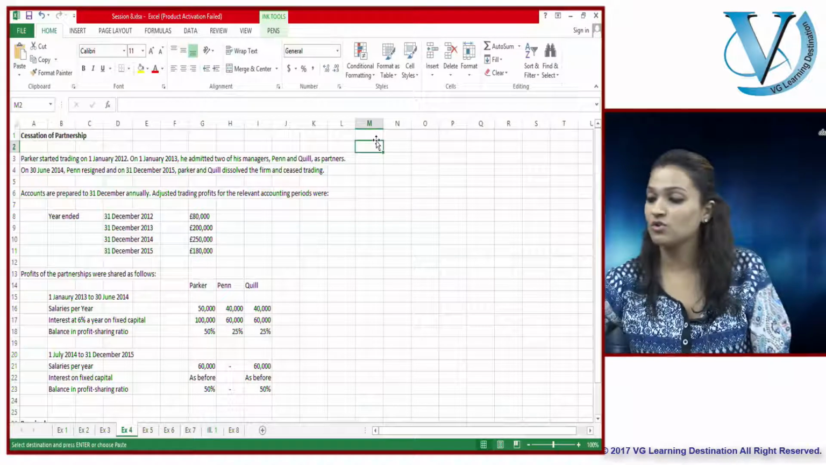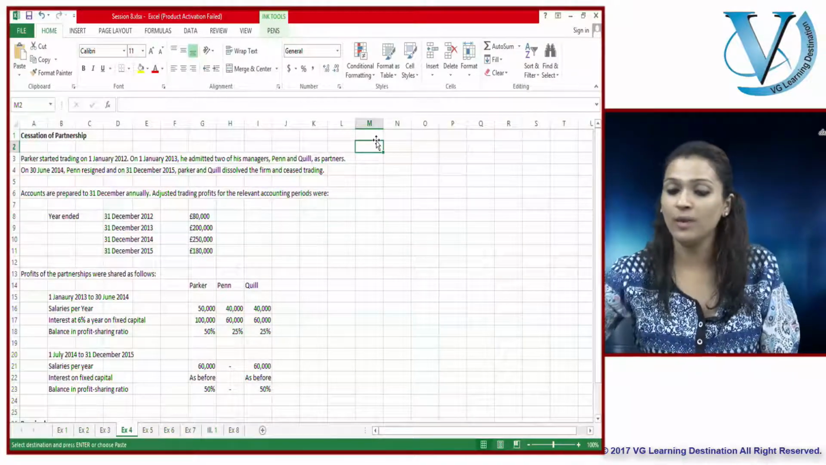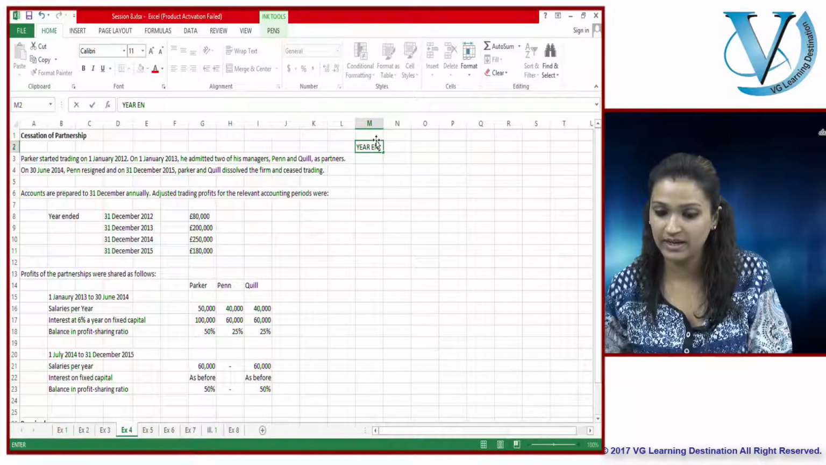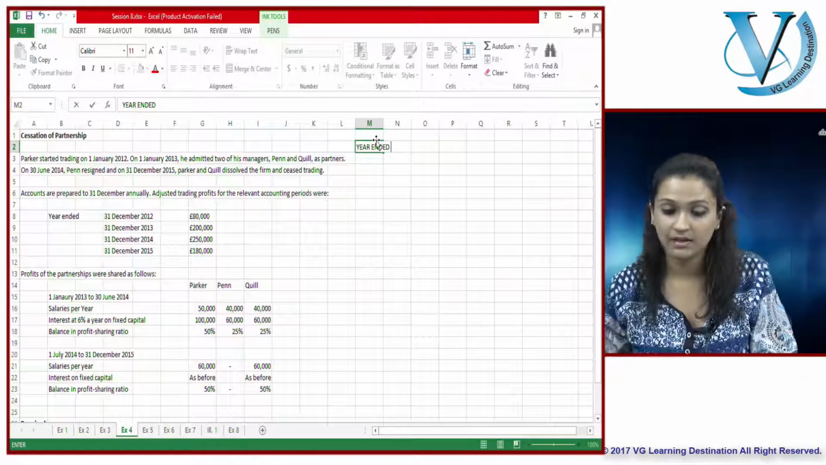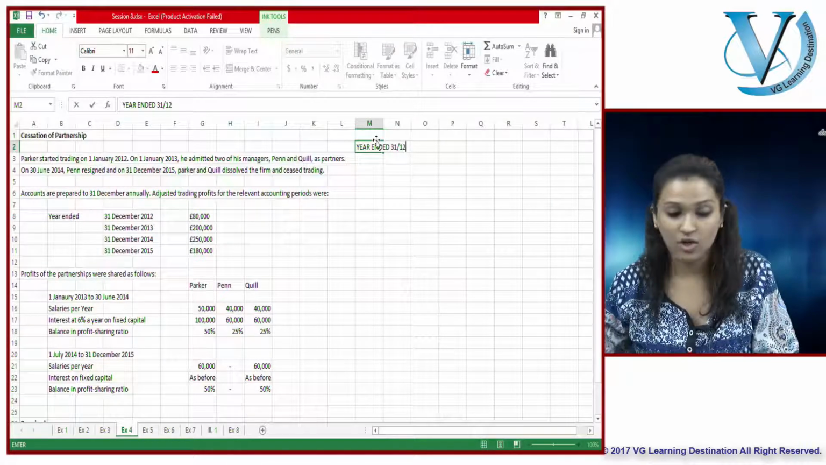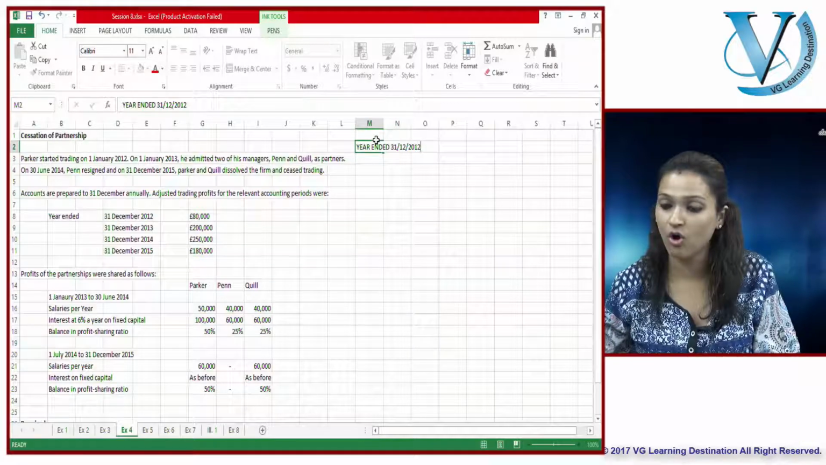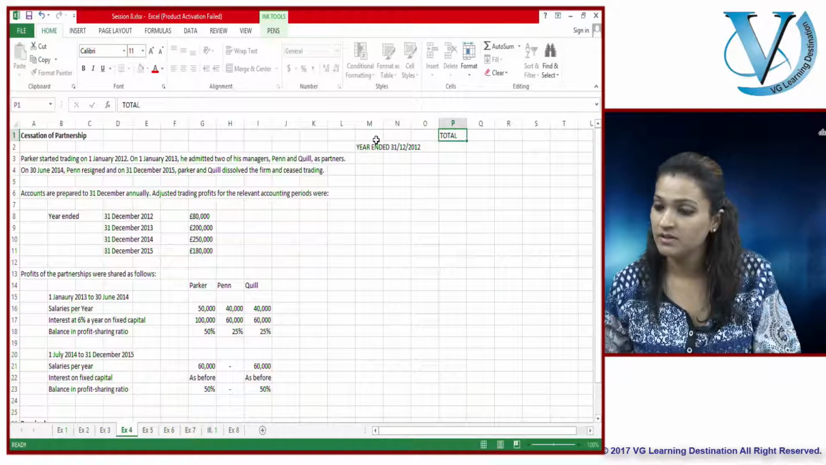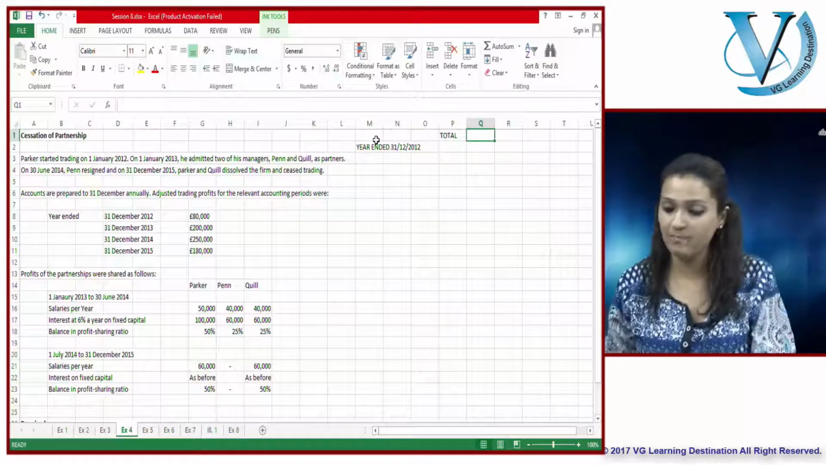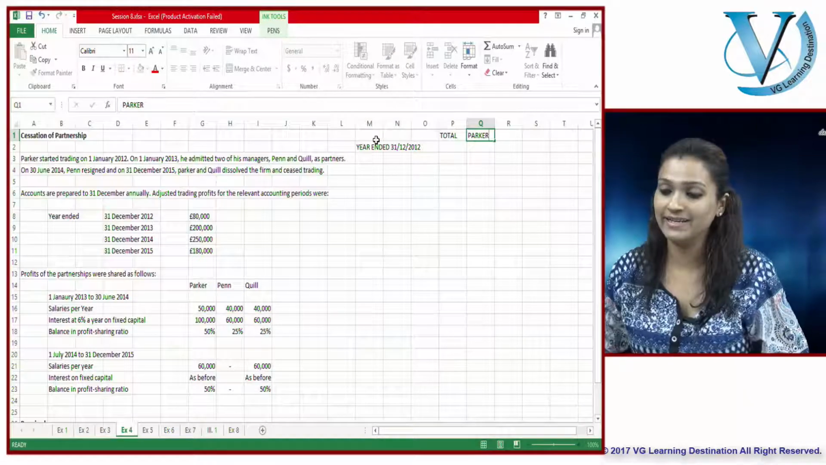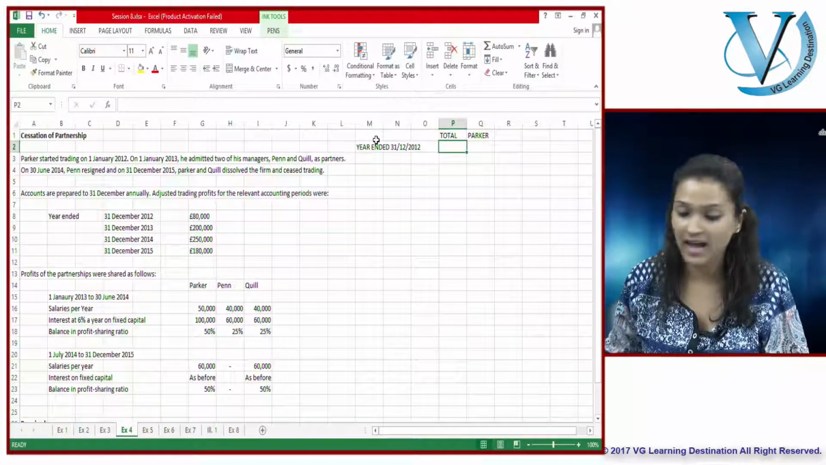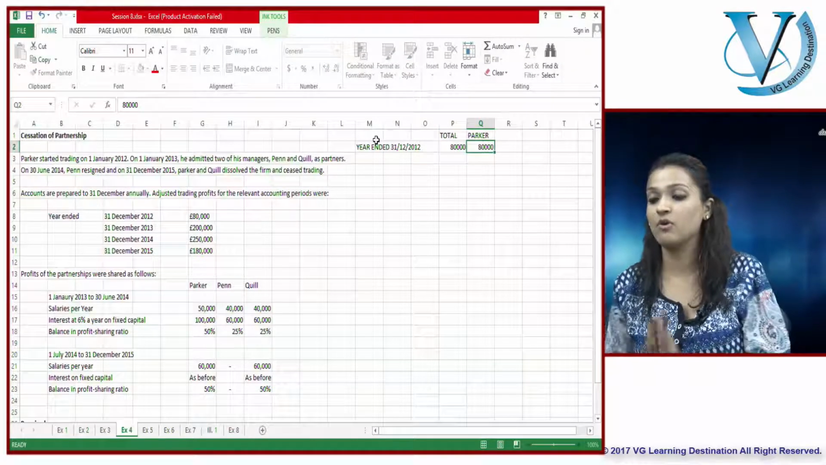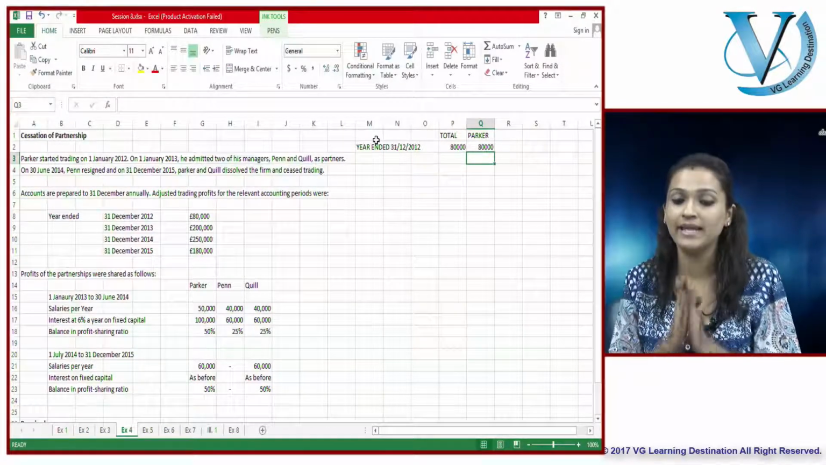Right. So the first year of trade, who do we have? We only have Parker who has started to trade business. So year ending 31st of December 2012, we only have one partner. Let's make a total column. We only have one partner, who is Parker. So the entire profit of 80,000 pounds gets allocated to Parker himself. Why? Because there is nobody else who has yet joined the business.